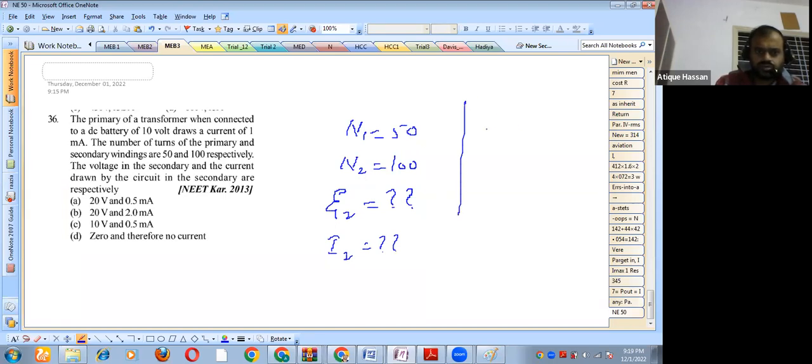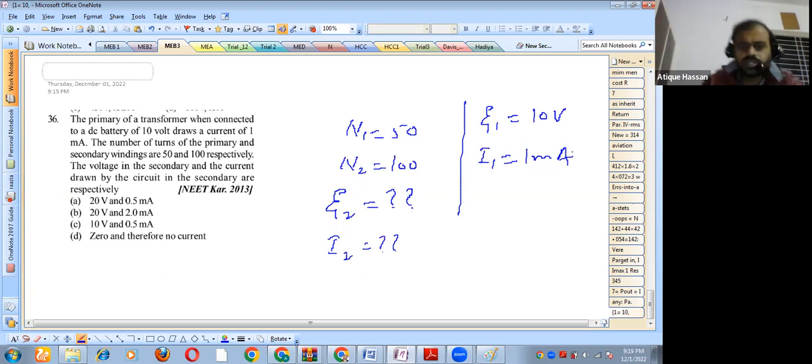And also it is given that E1 is 10 volt and I1 is 1 milliampere. Try to solve it. We have to apply the formula E1 by E2 is equal to N1 by N2, and that is equal to I2 by I1. So apply the formula and tell me the answer.